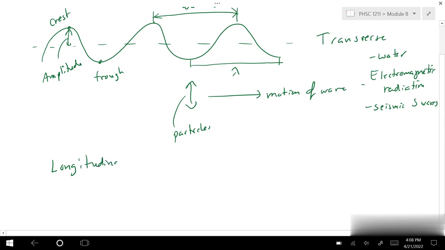Longitudinal, just like it sounds. I want to put that extra N in there because I think I say it that way. Longitudinal waves. So this would be like a slinky. So you have these coils here, and you compress it. So the wave goes this way and this way, and the particles go, so the waves oscillate back and forth.